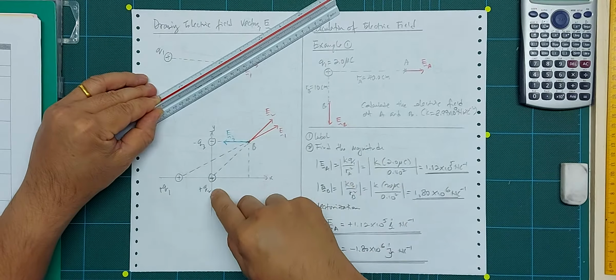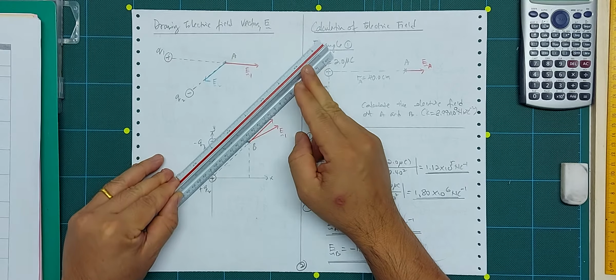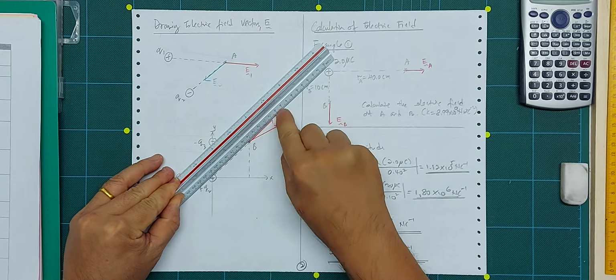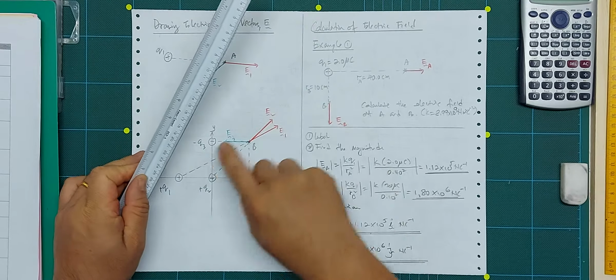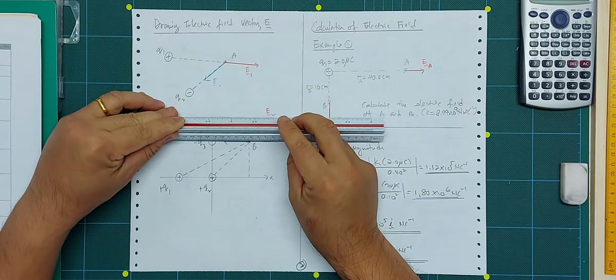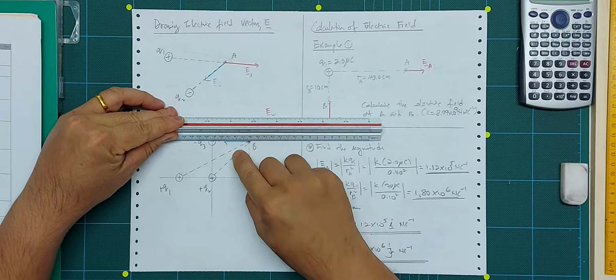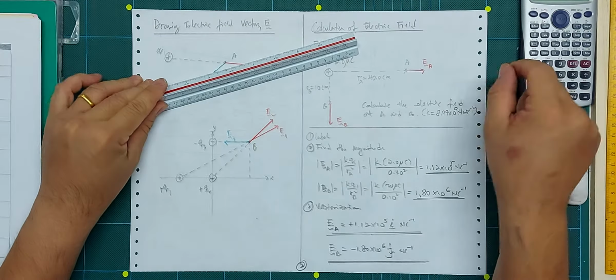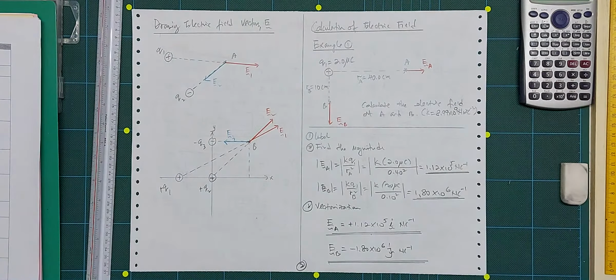And then for the Q2, same thing. I have this straight line. This is a vector E2. And then the Q3 is negative, so the electric field points into the charge. I use blue color, so you see a straight line there, so it's E3. Okay. Now come to calculation of electric field.